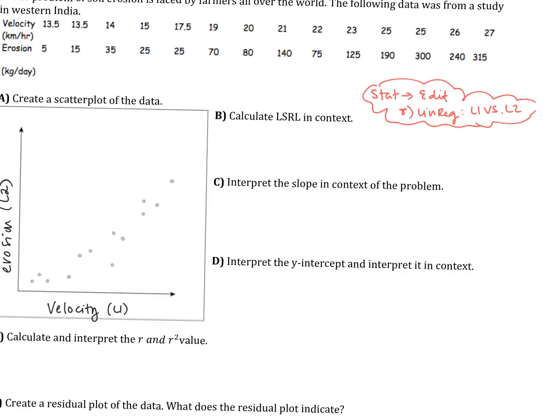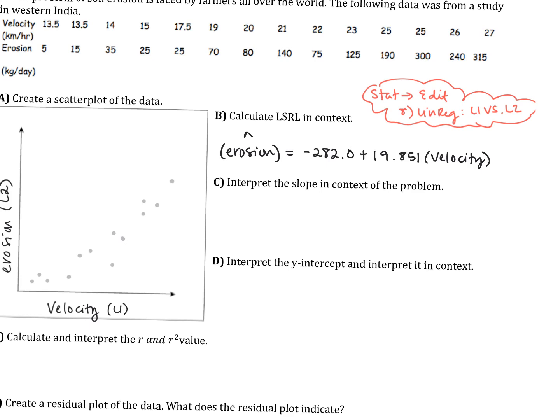All right, it says calculate the least square regression line in context, so make sure you do it in context. It's going to look like this. Erosion hat equals negative 282.0 plus 19.851 times velocity.